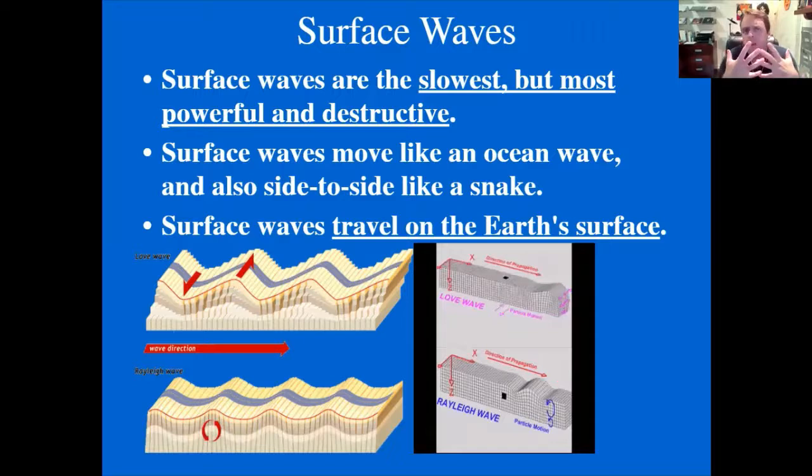Again, it's basically two waves traveling at the same rate, but two different types of motion. So Love and then Rayleigh. But both of those motions are combined. That's what makes them so powerful and destructive. They only travel on the surface, but they are the slowest and most powerful and destructive.